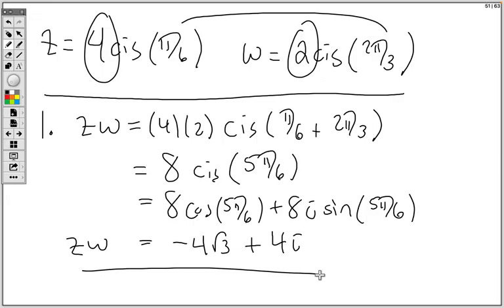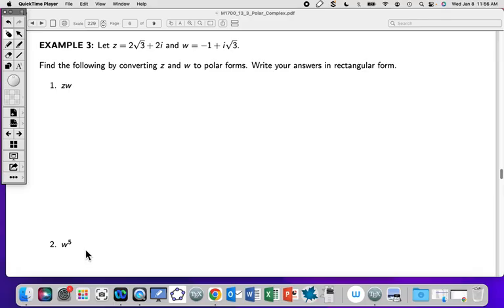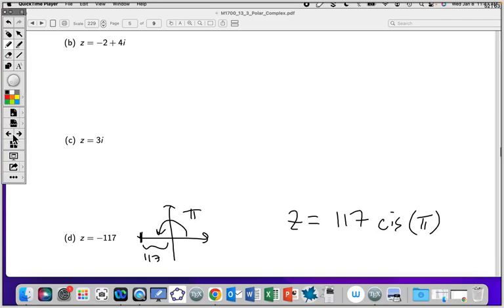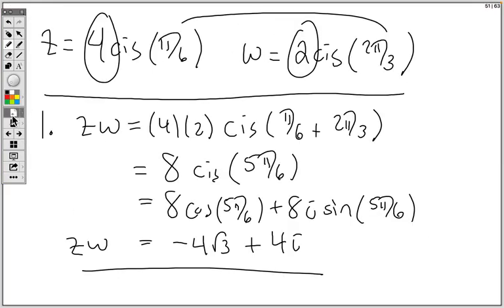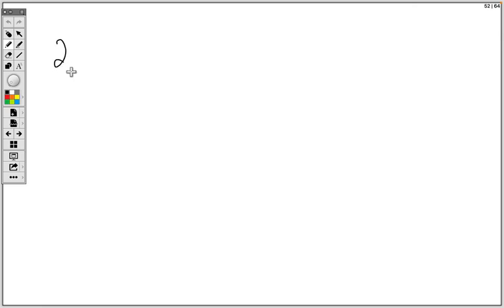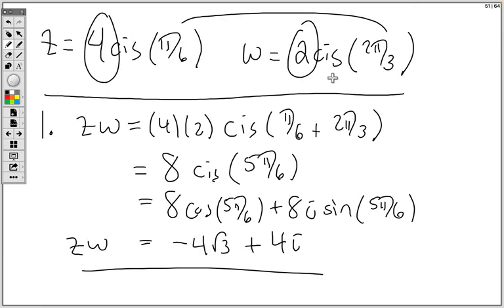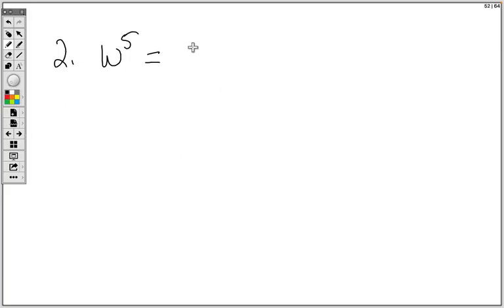Now you can check this by actually going in and multiplying z and w together. Okay. What's the next thing they want? W to the 5th power. Okay. So that's 2 cis 2 pi over 3 to the 5th.